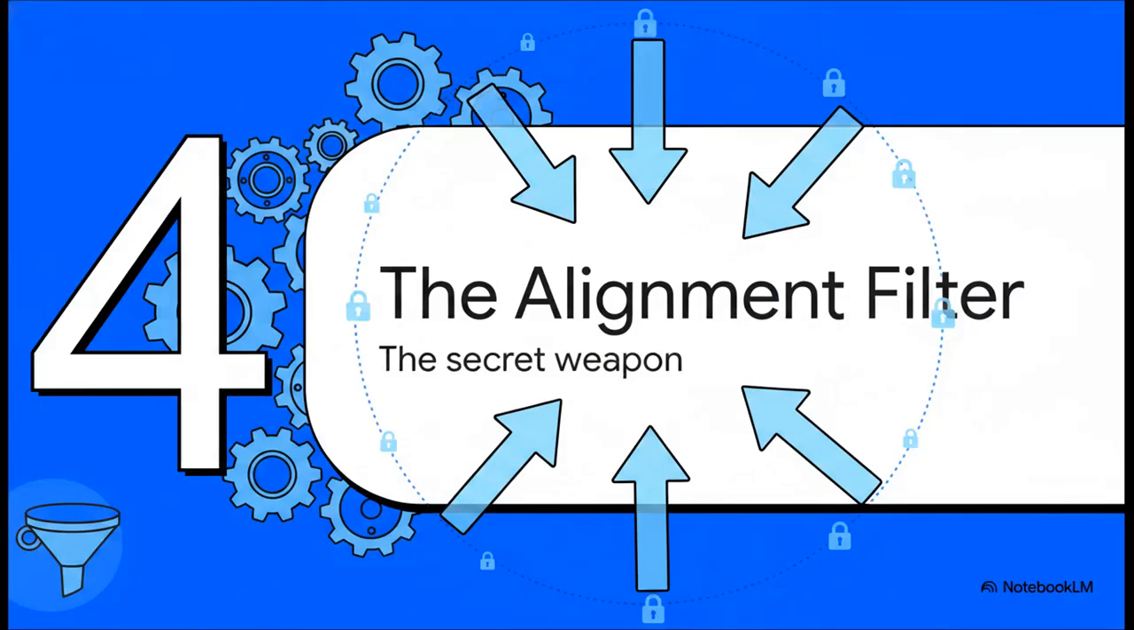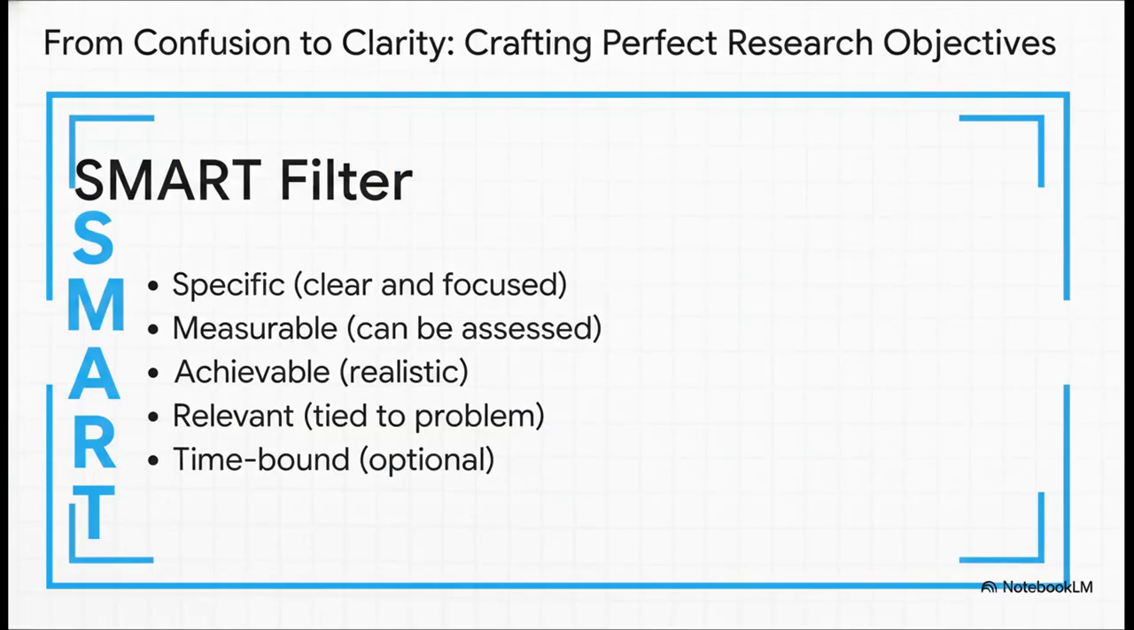Which brings us to part 4, the alignment filter. This is basically the secret weapon of strong research. Misalignment is where most research proposals completely collapse.